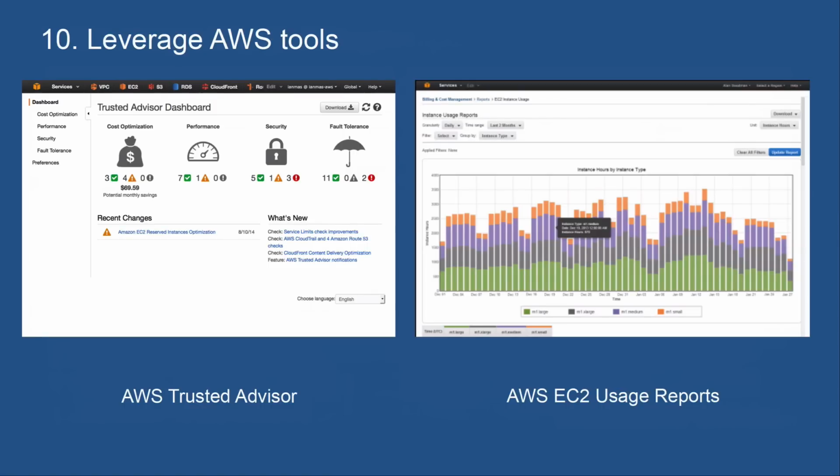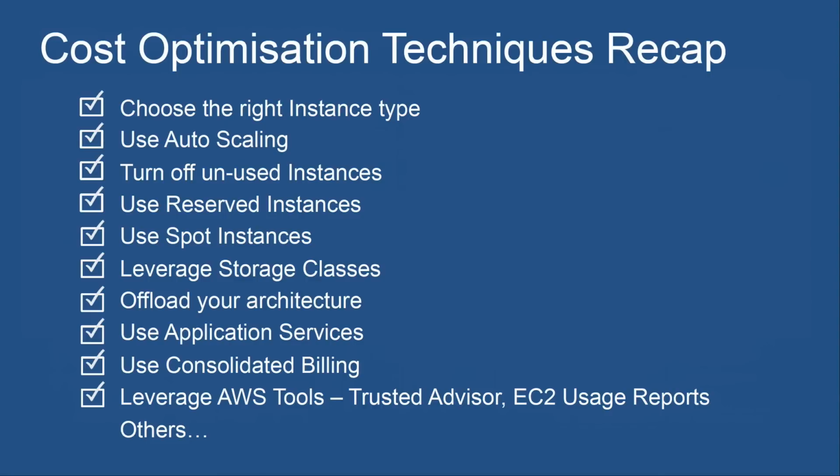And another enhancement that is slightly less recent, which came about 3 months ago, is something called AWS EC2 usage reports. This provides details about how you're using instances, how heavily utilized they are, and how your instance hours break down by instance type. So it's another useful tool to establish whether your usage of EC2 is optimal. Okay, so that concludes cost optimization techniques.